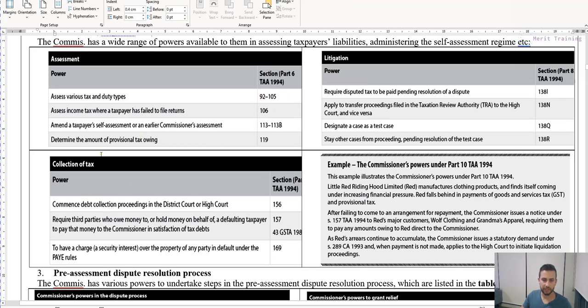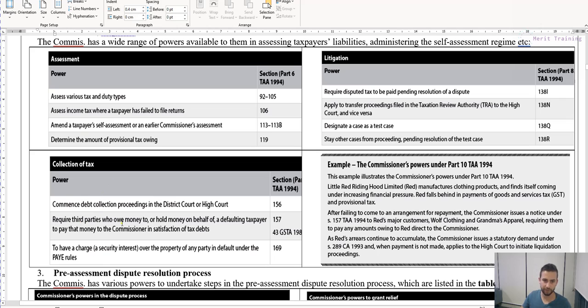Now, in terms of collection of tax, the powers of the Commissioner include commencing debt collection proceedings in the District Court or High Court. Basically, if you've got a tax liability to the Commissioner, including potentially one which the Commissioner has assessed themselves and just said, look, this is what you have to pay, and if you don't pay it, I'm going to go to the court and force you to pay it, and then they can collect that off your other assets, whether it's your house or your car, and just force you to sell those in order to pay down your debt.